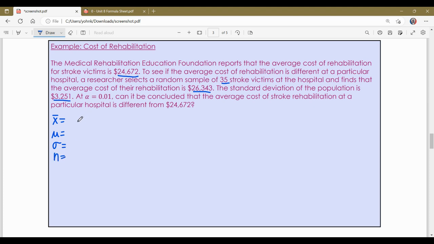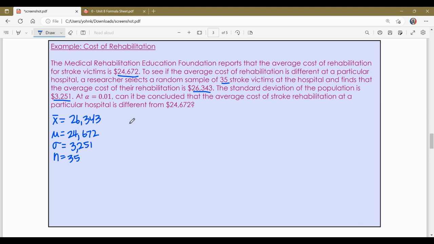X bar is our sample mean. Our sample mean is going to be 26,343. Our mu is our population mean, which is 24,672. Our population standard deviation sigma is 3,251. And our sample size n is 35.